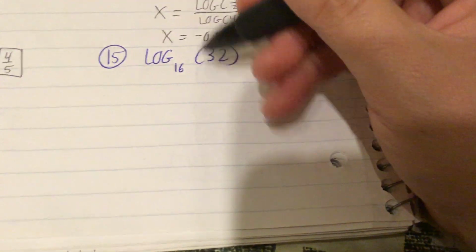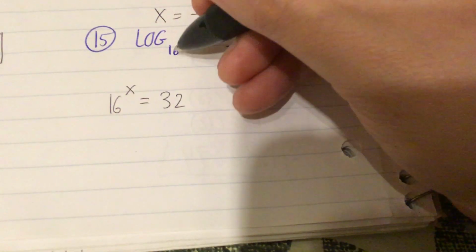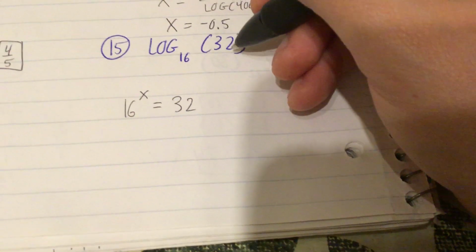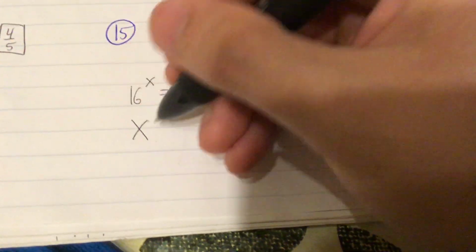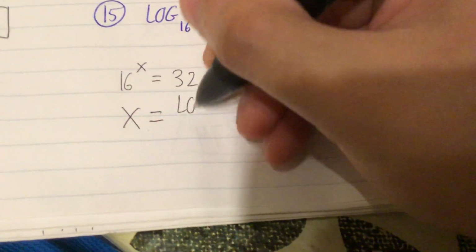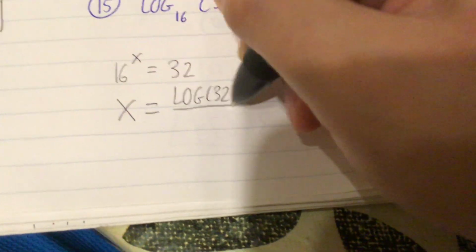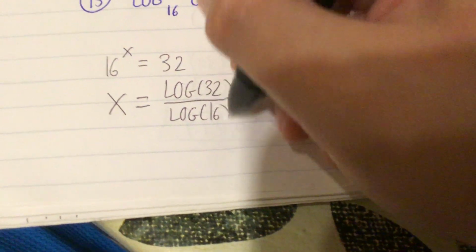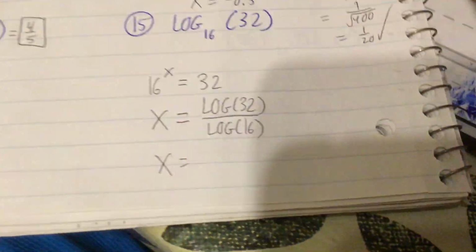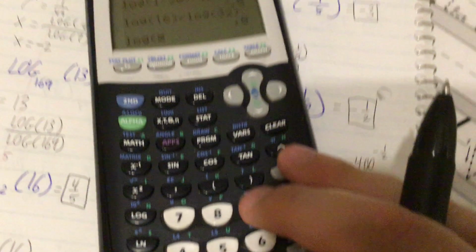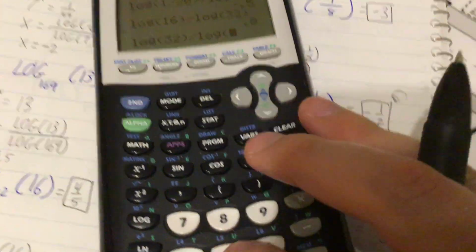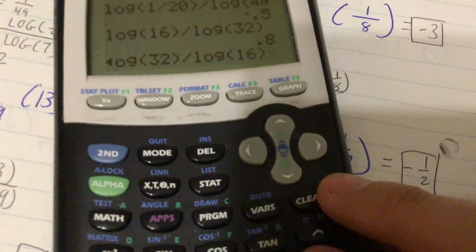Okay? Let me try it the other way around. So in this case, I've got 16 to the unknown power is equal to 32, because the base is 16, and the argument is 32. So now I'm going to do my magic trick, which states that the log of 32 divided by the log of 16 is going to be some number. Log of 32 divided by log of 16 is 1.25.